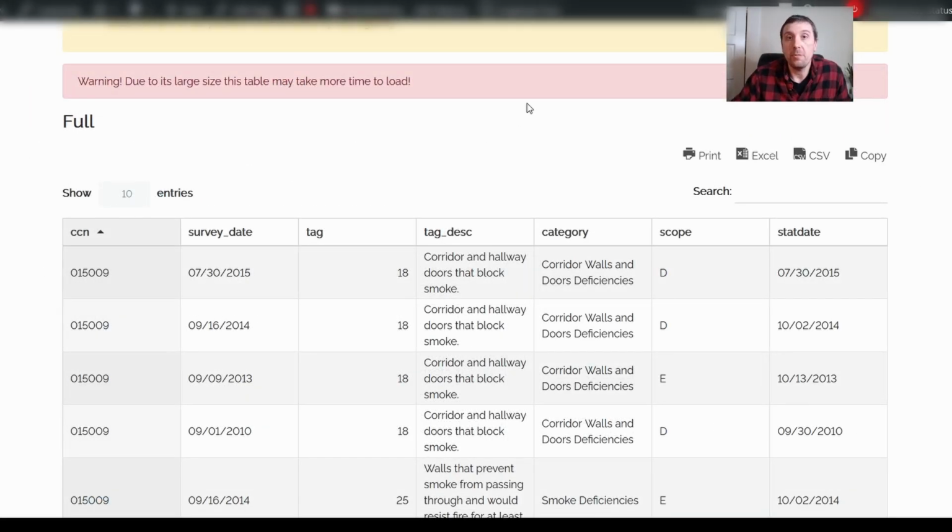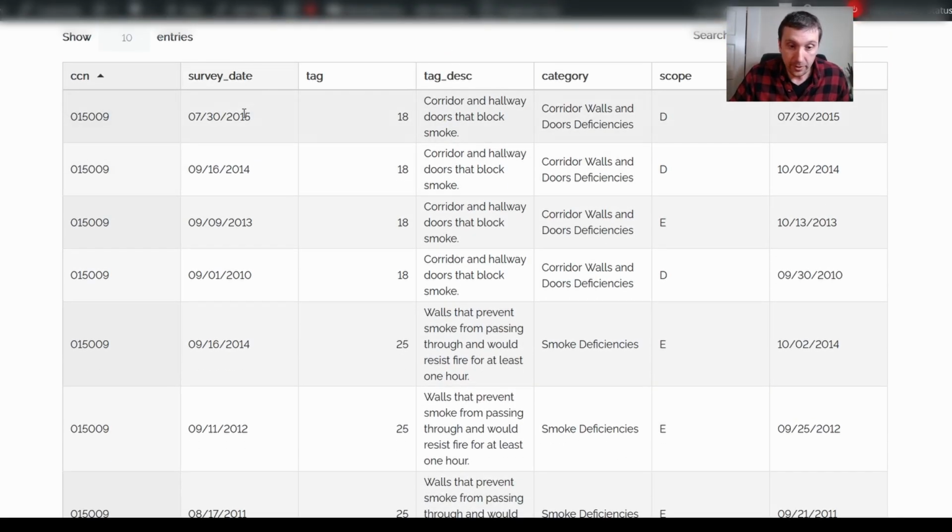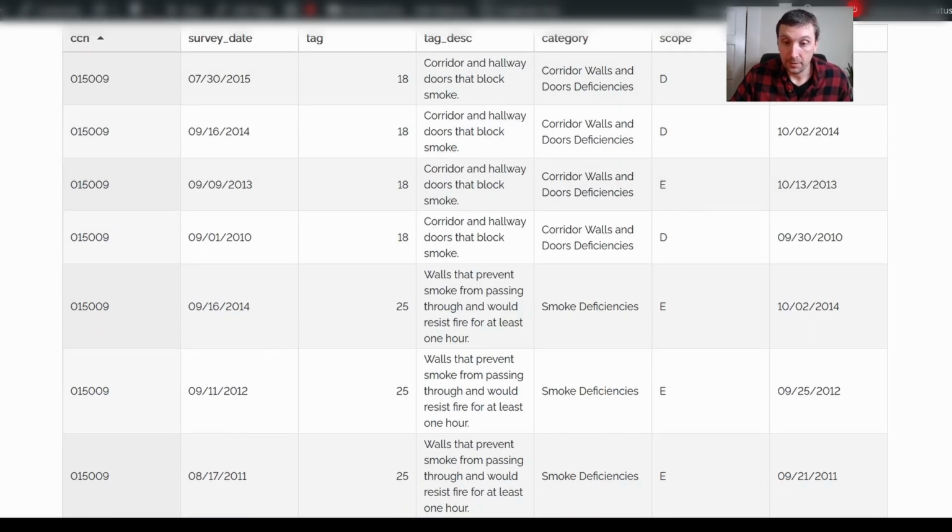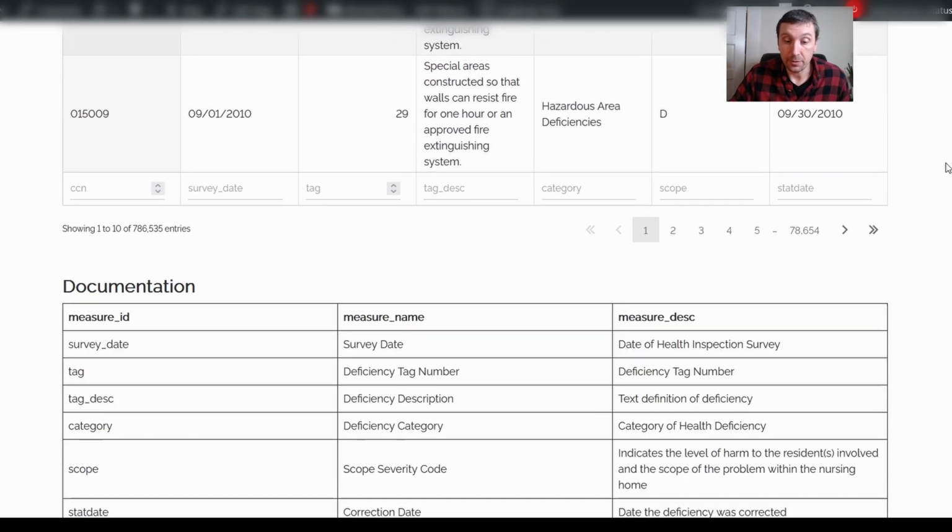The first thing I want to mention when we take a look at the data is that it's structured in a bit of a different format than most of our normal data, where it's CCN or provider number, measure ID, value, start date, end date, etc. This is designed to encompass most of the information that comes with the fire citations. So you can see the date of the survey, tag number, description, category, and scope, which we'll talk more about with the health inspections, and then whether the data was corrected or not.